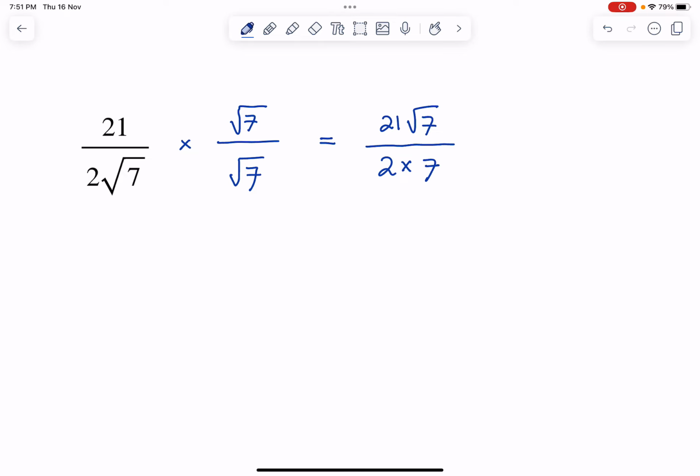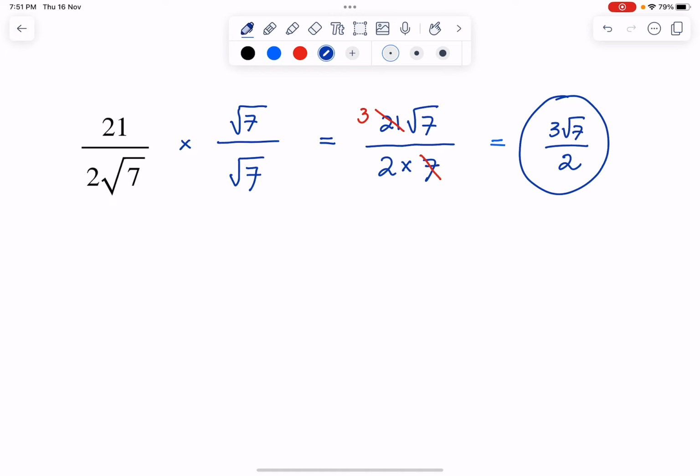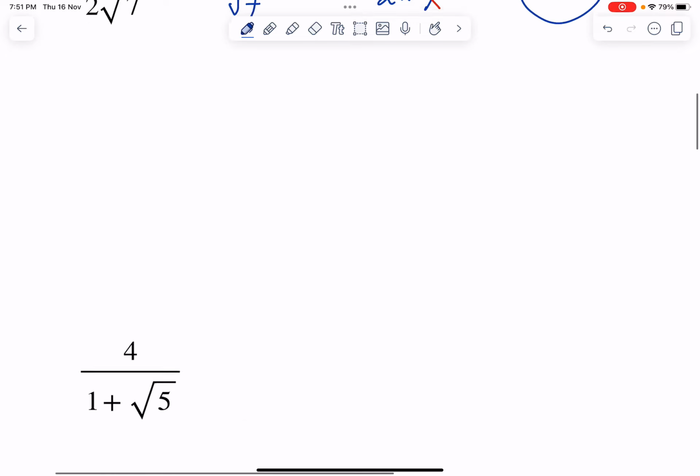And then we realize probably by now that here 21 and 7 we can simplify because 21 is 3 times 7. Okay, so as a final result we have 3 root 7 on the numerator and 2 on the denominator, which is already rationalized. There is no surd anymore on the denominator. So the next example is a little bit more complicated.